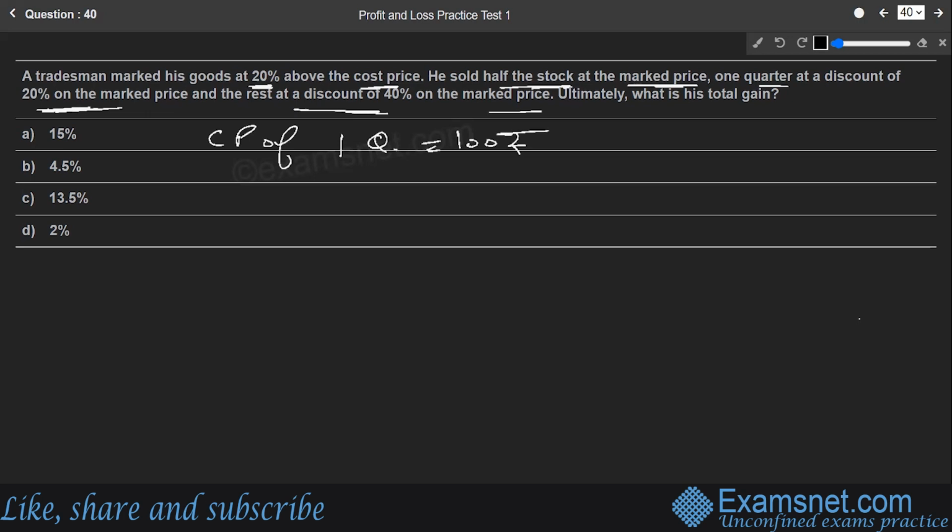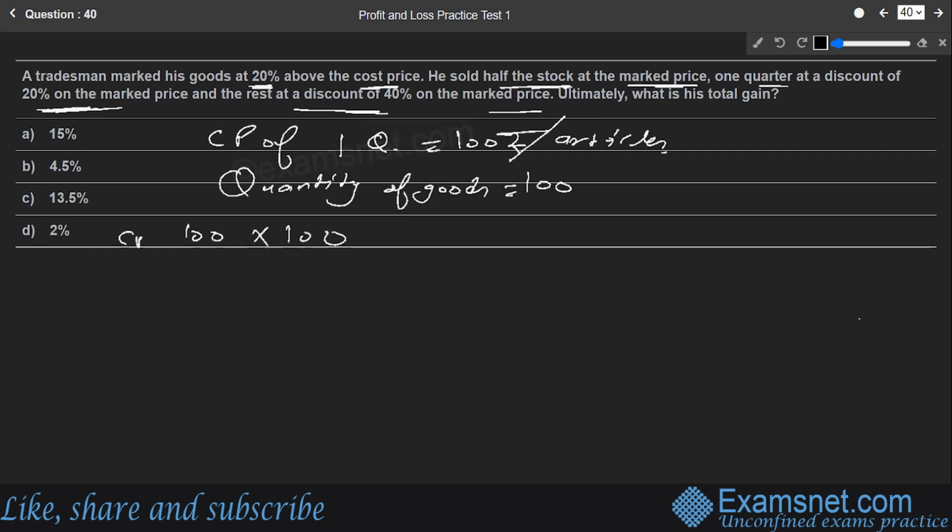Now, in the first deal, 20% above the cost price has been marked. So let us say the cost price of one quantity is 100 rupees, and let us assume the quantity also. Let us say the quantity of these goods is nothing but 100 only. So 100 articles are being sold at 100 rupees per article. Let's take it like this so that it becomes easy to understand. Now, if there are 100 articles and they are being sold at 100 rupees per article, the total cost price is nothing but 100 into 100, that is 10,000 rupees, the total cost price of all the 100 articles. Okay, this is the cost price.